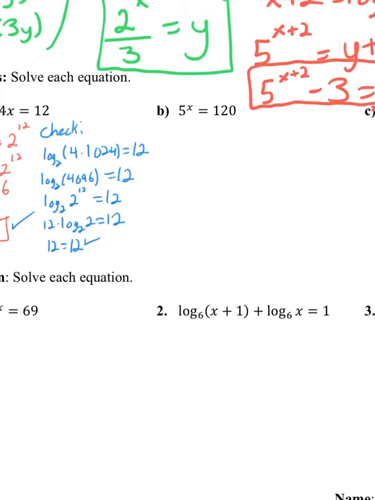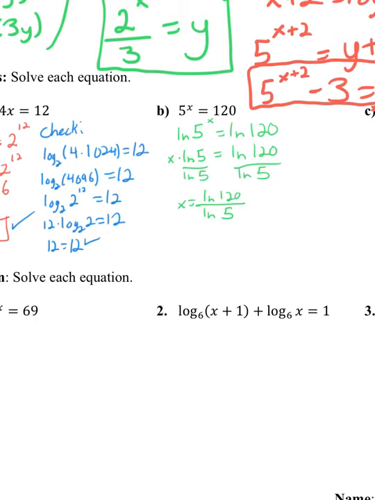Part B, 5 to the x equals 120. So I'm going to start by logging both sides. And for this one, I'll go ahead and say, let's do natural log of both sides. Natural log of 5 to the x equals natural log of 120. Now, the x can drop out front because it was an exponent. And I just want to get x by itself. So I'm going to divide both sides by natural log of 5. So x equals natural log of 120 divided by natural log of 5.